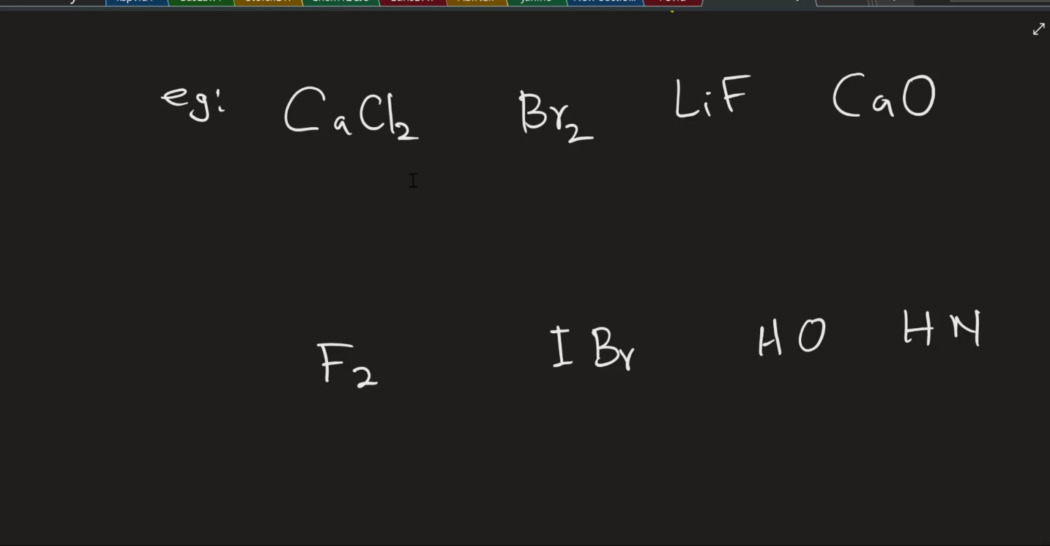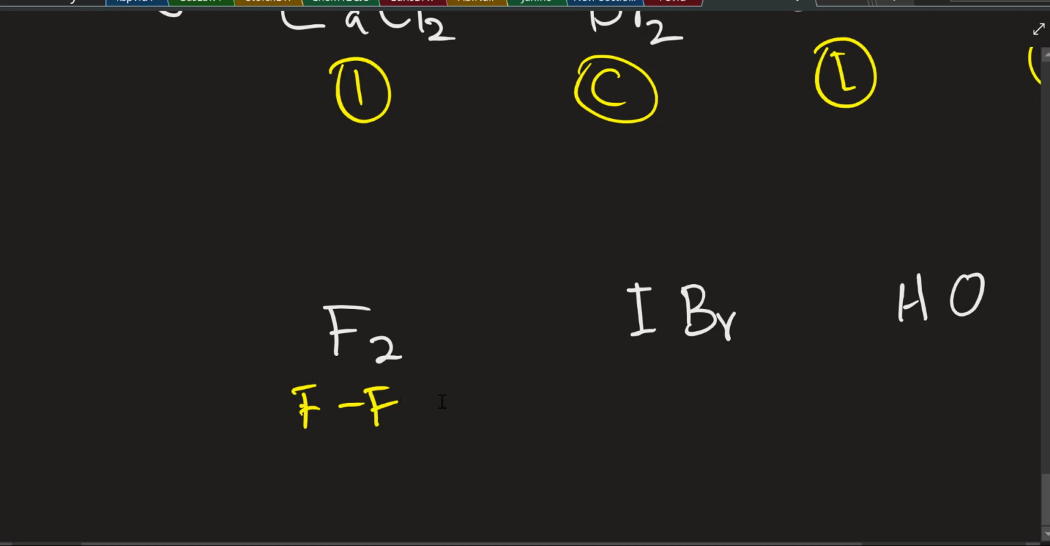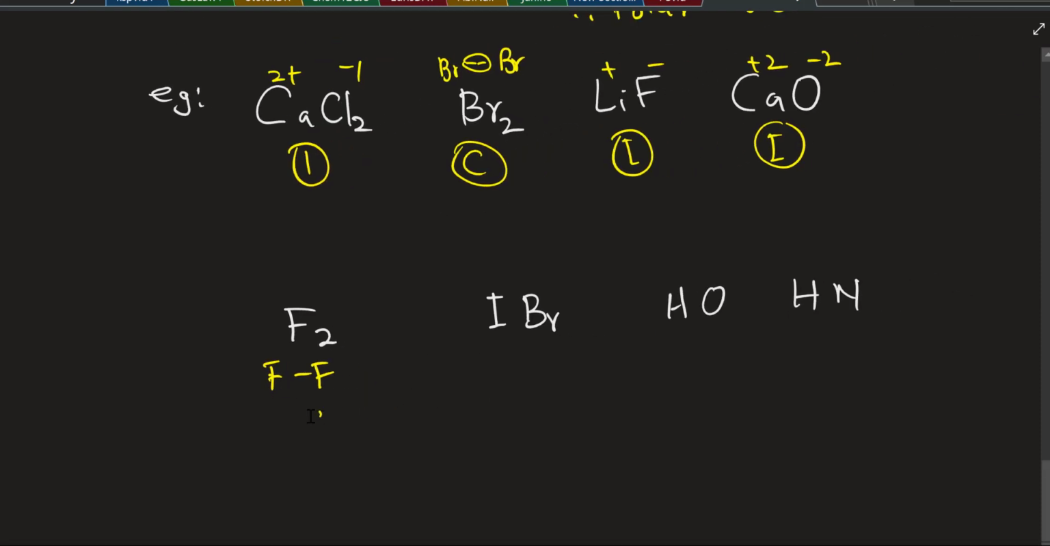Look at calcium chloride. We know from the periodic table calcium makes a 2 plus metal cation, and chloride makes minus, so therefore it should be ionic. It's ionic, right? Look at bromine, the same kind of atoms sitting together. It's an equal sharing 50-50. It should be covalent. Again, lithium and fluoride, lithium plus, fluoride minus, it's ionic. Calcium oxide, calcium is 2 plus, oxygen should be minus 2 because it's sitting with the metal cation. That's why it's ionic. Look at fluorine, F2, the same kind of atom sharing electrons, a covalent molecule. And IBr, that's also covalent because they are non-metals. HO, non-metal, non-metal, covalent. HN, non-metal, non-metal, covalent, right?